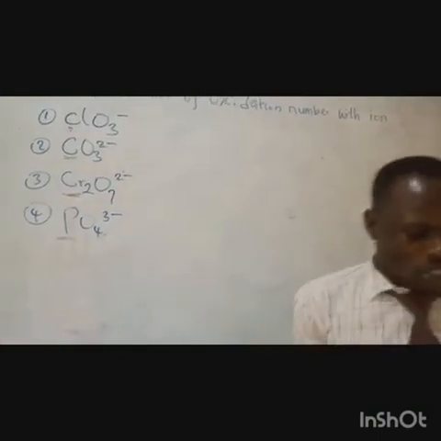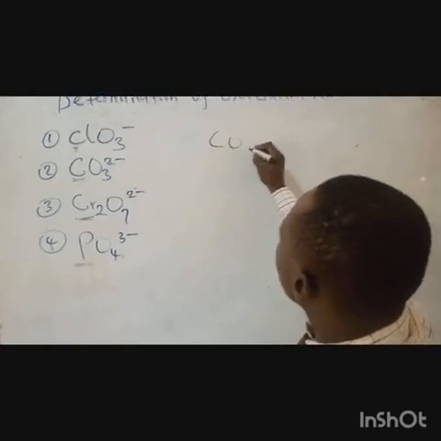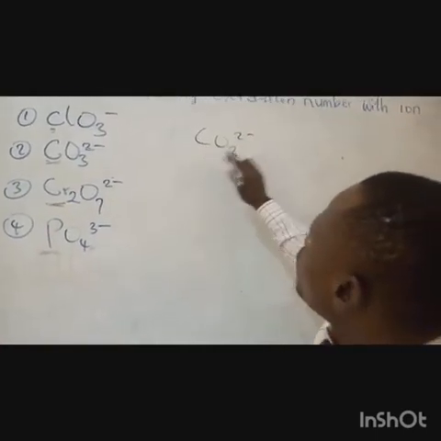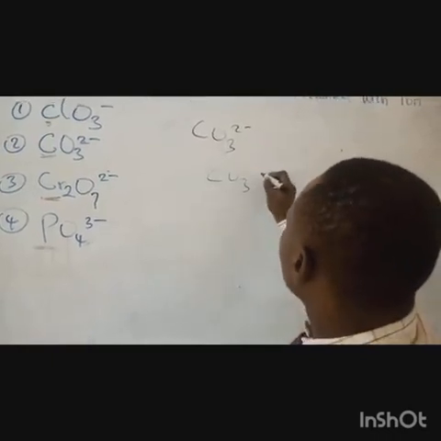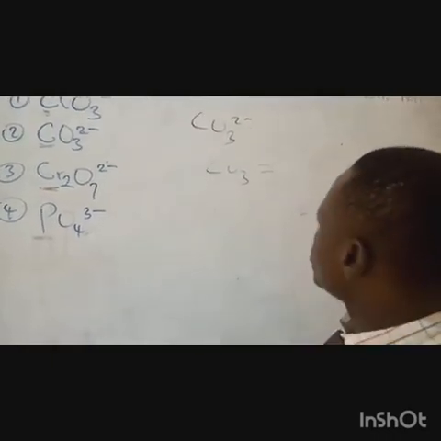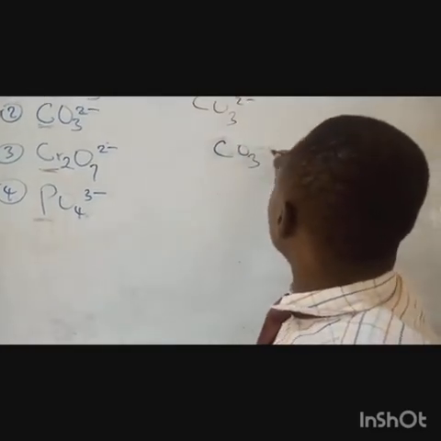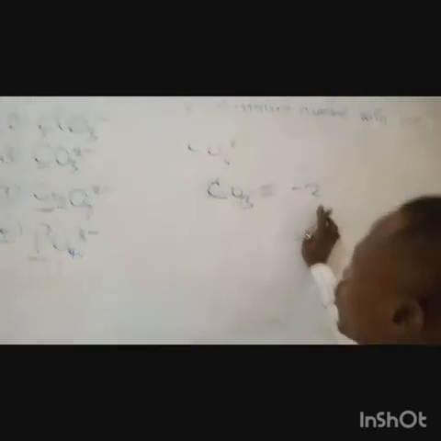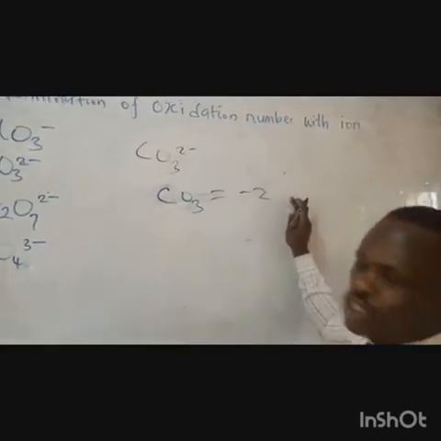In the second one, we have CO3 with a charge of -2. How do we find it? We equate CO3 to -2. Instead of equating to 0, because of this charge, you equate it to -2.